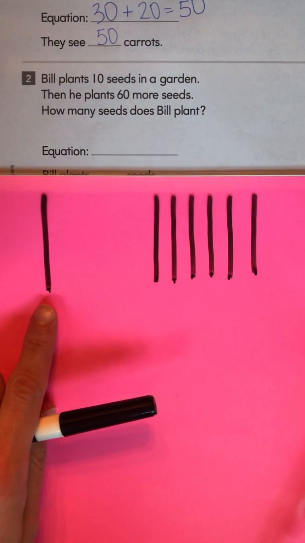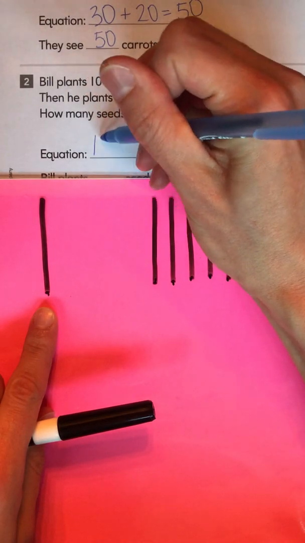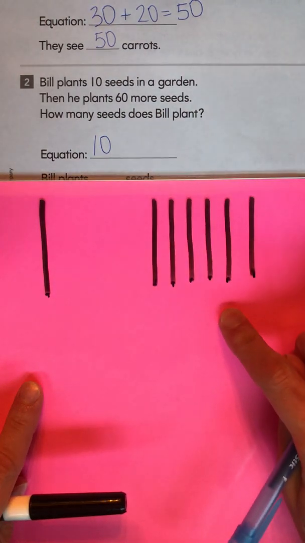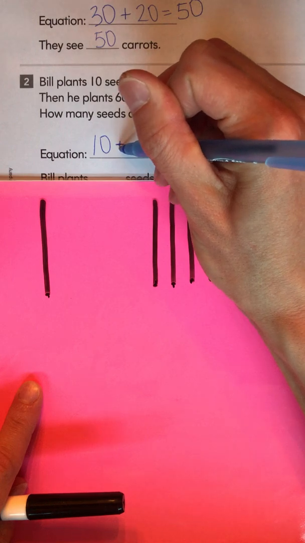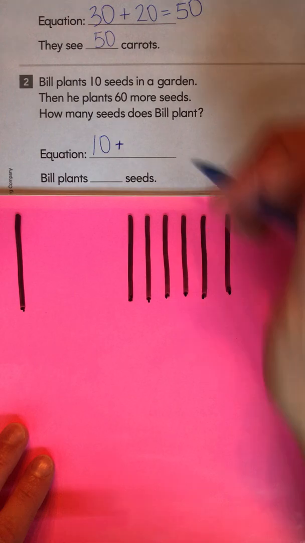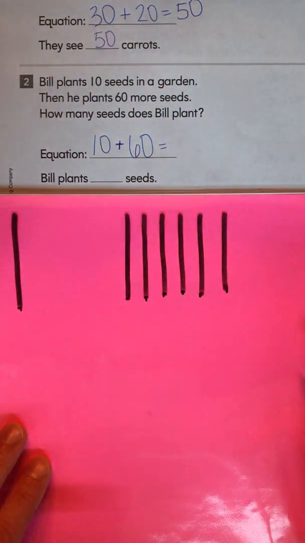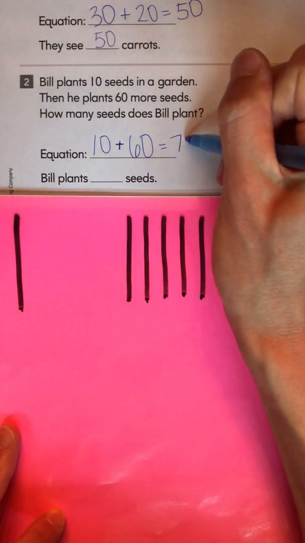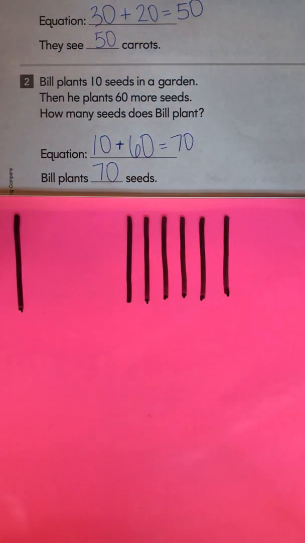So how many seeds did Bill plant first? That's right, just 10. And remember, we added 60 more seeds. When we added 60 more, we're going to use our addition sign to show that we added. And we know that Bill planted 60 more seeds. So our equation should be 10 plus 60 equals, how many seeds did we have in all? That's right, 70. Great job. So Bill plants 70 seeds.